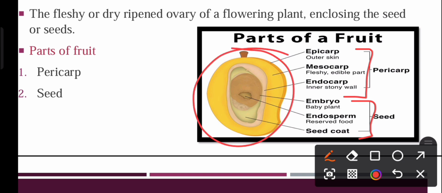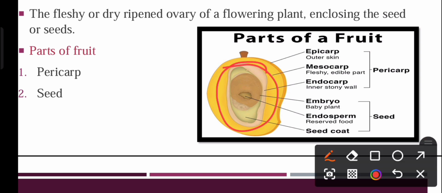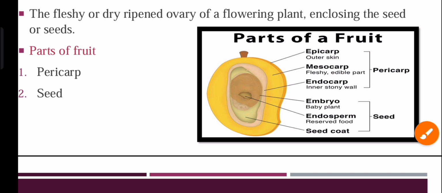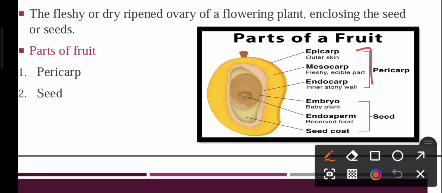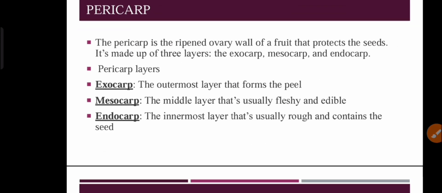This is the fruit. This is the fleshy part, or it may be dry. In some fruits we can see a dry ripened ovary, but in mango we can see a fleshy ripened ovary, right? Here, the two main parts of the fruit are the pericarp and the seed. What is the pericarp?